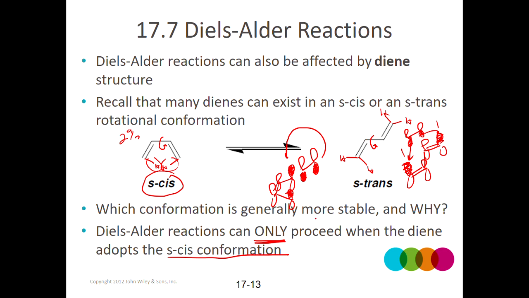Just to answer this question, we said the more stable one is the S-trans because of sterics between the hydrogens. So we got a problem here. We can't just do a Diels-Alder on any diene, because if the diene exists mostly in the S-trans form, it's not reactive in that form.